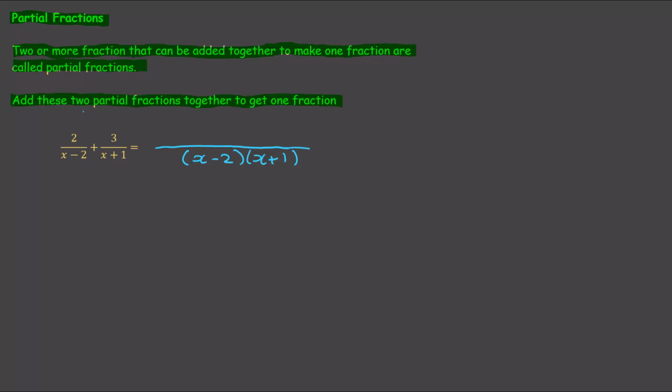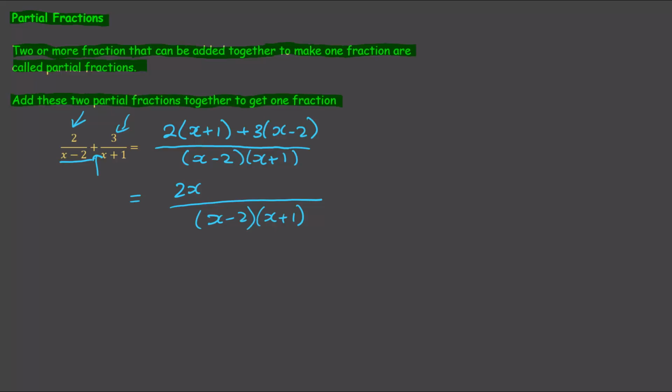Now, let's think. The top of this needs to be multiplied by x plus 1 because that's what we multiplied the bottom by. So we're going to get 2x plus 1. Then we've got the plus sign, which is this plus in the middle here. And the 3 here needs to be multiplied by x minus 2. And so we've got x minus 2, x plus 1 on the bottom.